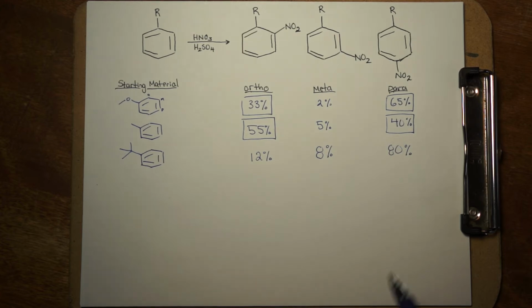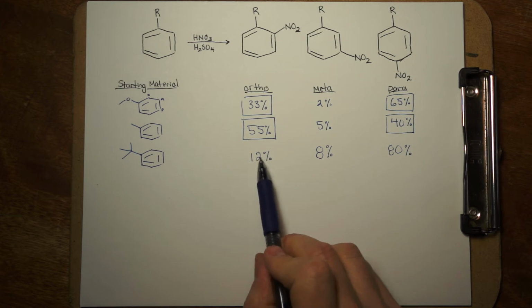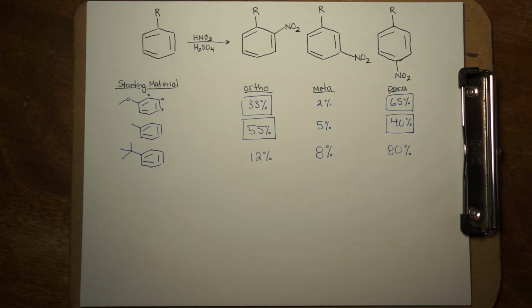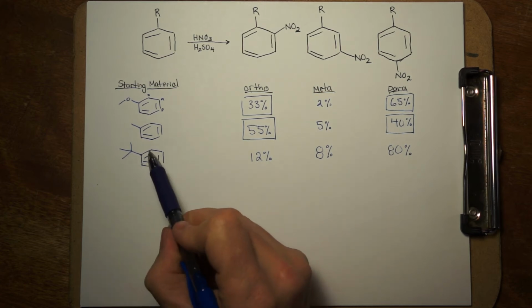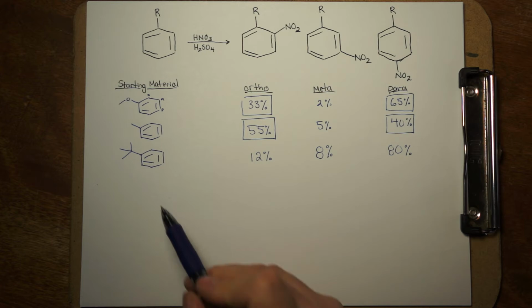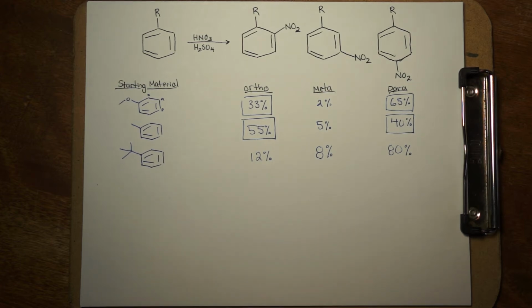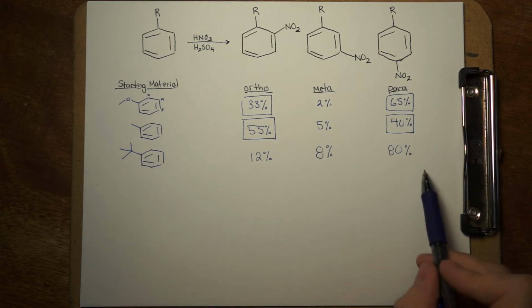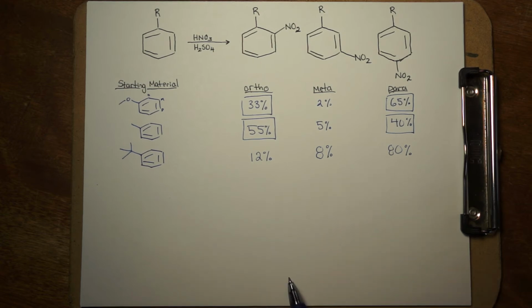And the reason why, even though this is an ortho-para director, we make so little ortho compared to the other ortho-para directing groups is because this is a tert-butyl group and it's really big, and it's going to be hard to put a substituent in the ortho position and avoid any steric strain, right? And so in this case, it's sterics that dictate the outcome of the reaction.